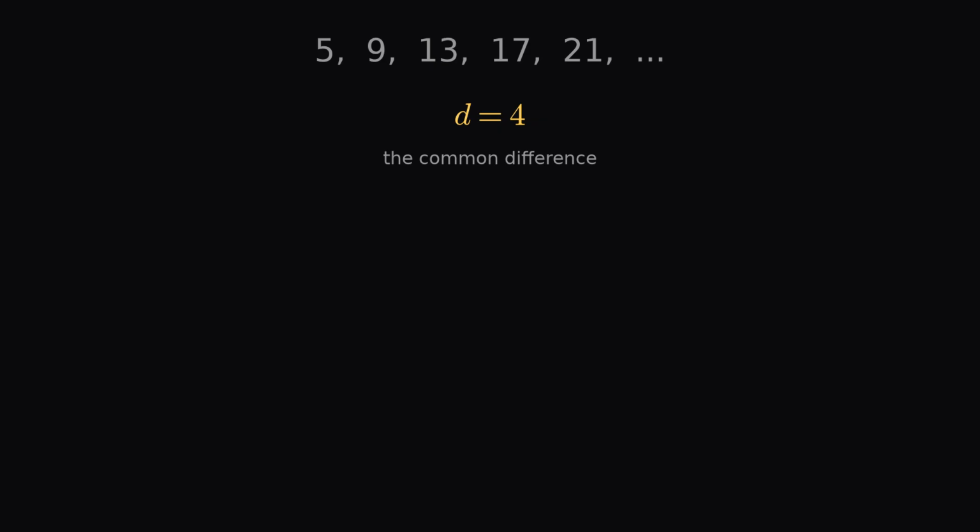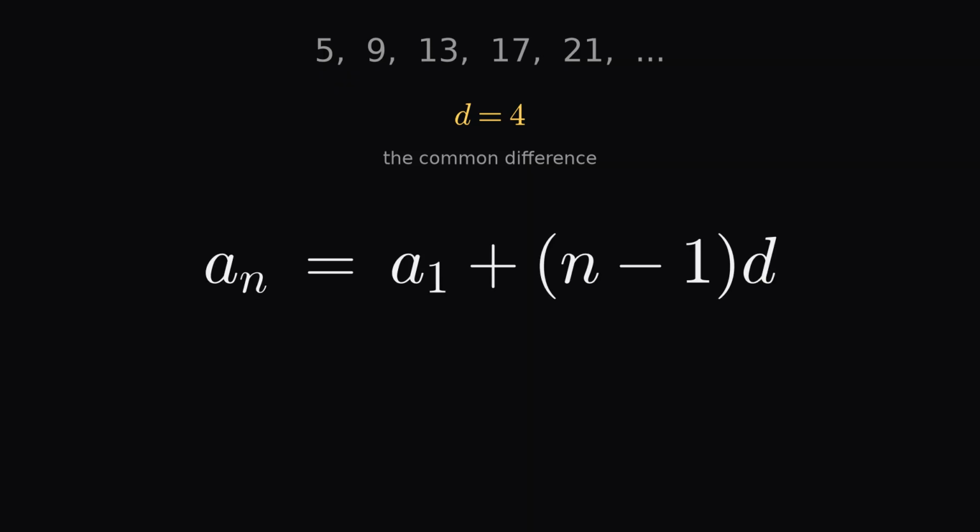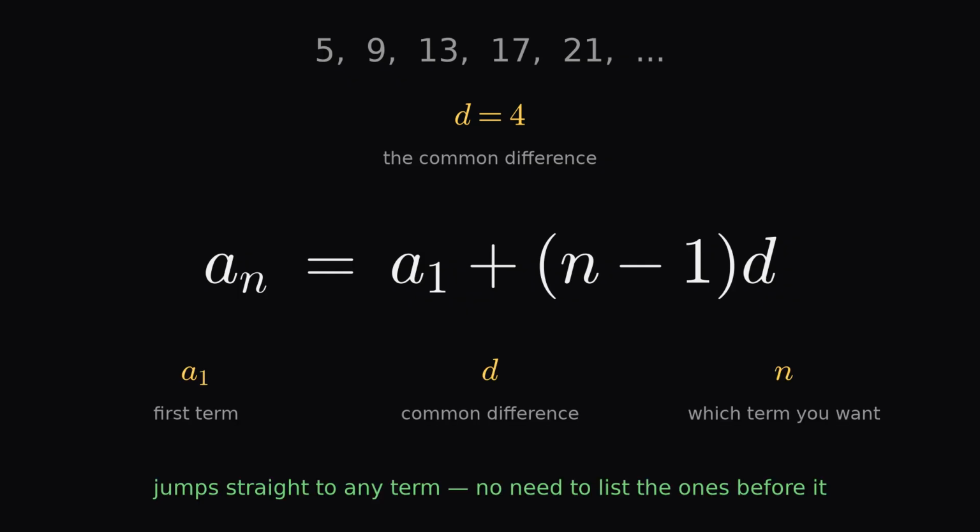So for our sequence, the common difference is 4. We call that d. And here's the formula for the nth term. a sub n equals a sub 1 plus (n minus 1) times d. a sub 1 is the first term, d is the common difference, and n is which term number you're after.